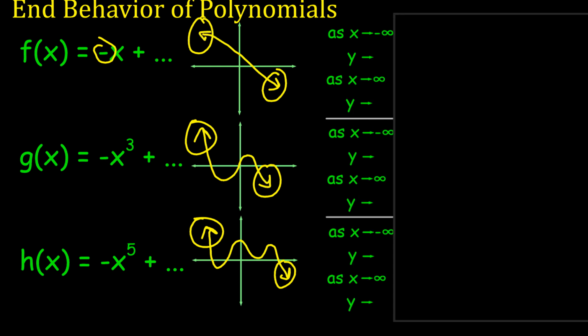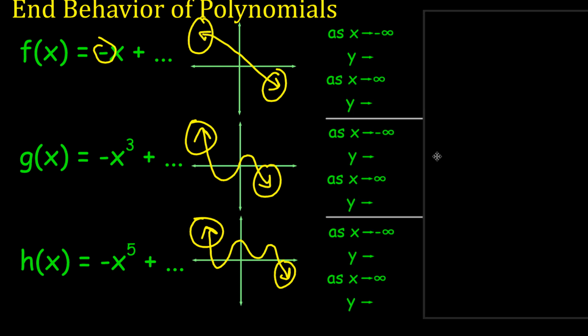So the way we write this is as x approaches negative infinity, remember this just means what's happening on the left. On the left, the y is going up, so y is approaching positive infinity is the way we'd write that. And then as x approaches infinity, as we head over here on the right, what's happening? Well, the y is pointing down, so y is going to negative infinity this time.